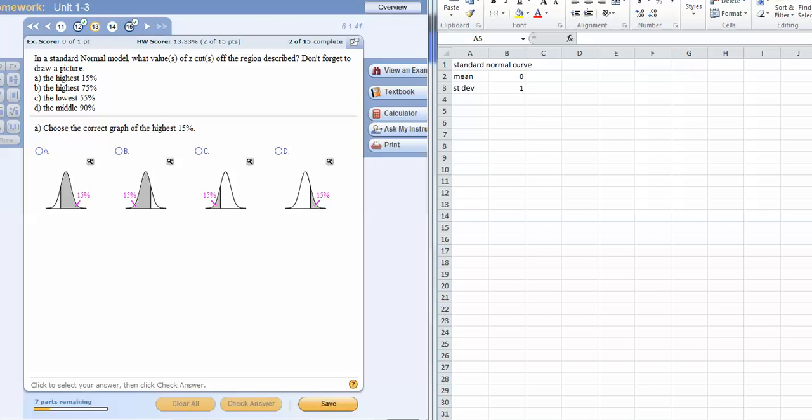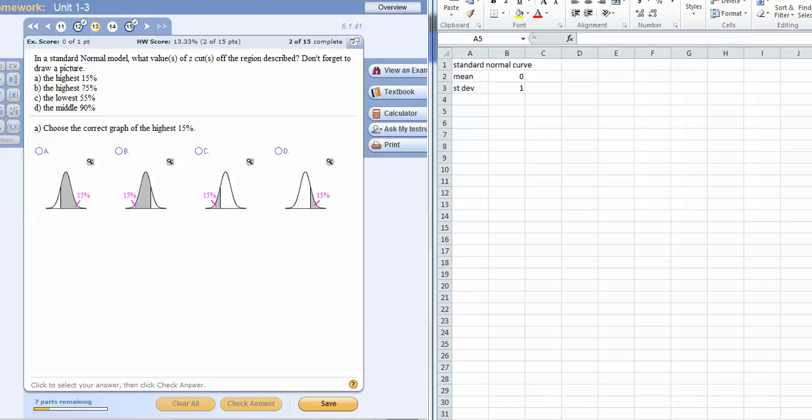Okay, looking at this problem, we're dealing with a standard normal curve, which means we have a mean of 0 and a standard deviation of 1. And they want us to find these data values that are associated with the different percentages. When you're asking for the data value that's associated with a different percent, what you're going to want to use is that norm inverse button or command in Excel.